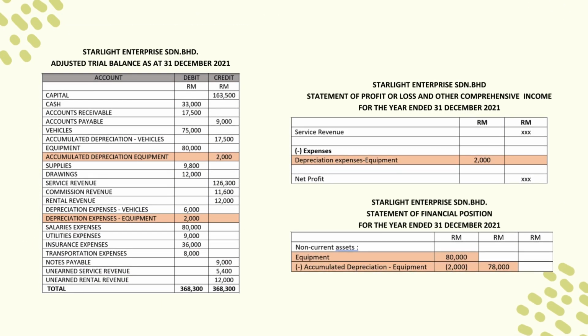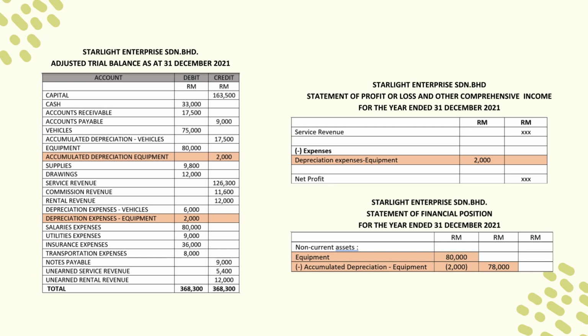So next, we have Starlight Enterprise Sdn Bhd adjusted trial balance as at 31st December 2021. As we calculated before, we put accumulated depreciation equipment 2,000 ringgit on the credit side and depreciation expense equipment 2,000 ringgit on the debit side. Now from the adjusted trial balance, we can open the statement of profit or loss and other comprehensive income for the year ended 31st December 2021. As we know, depreciation expense is under expenses, so we put 2,000 ringgit.